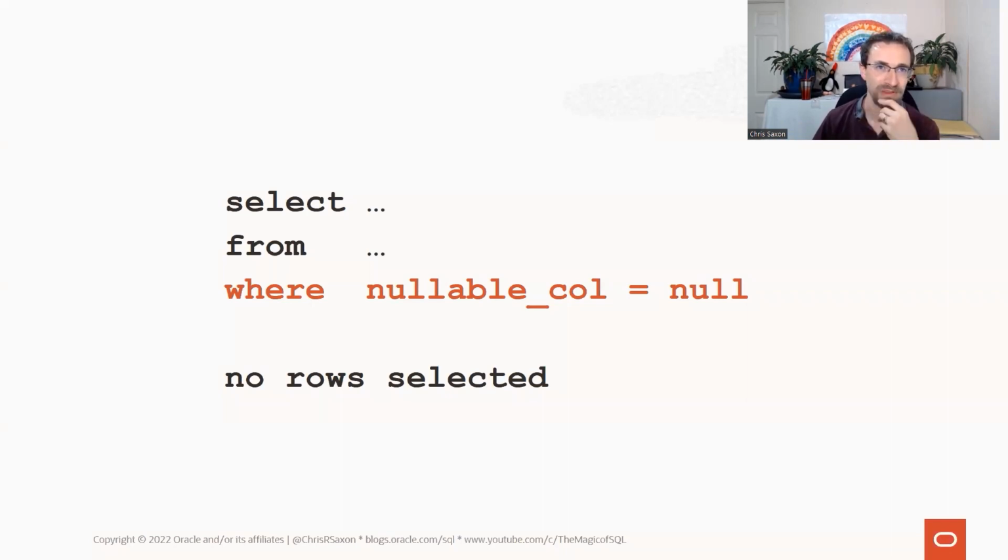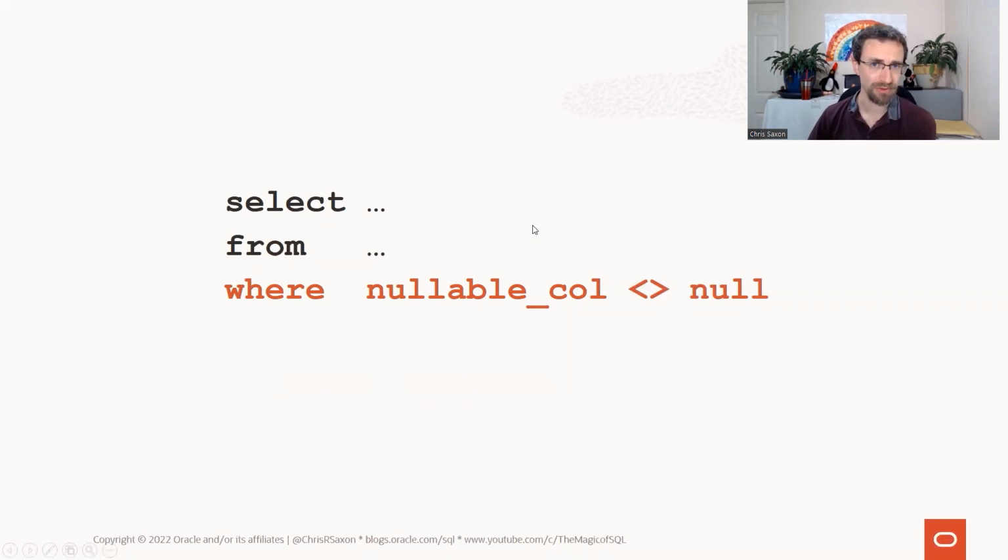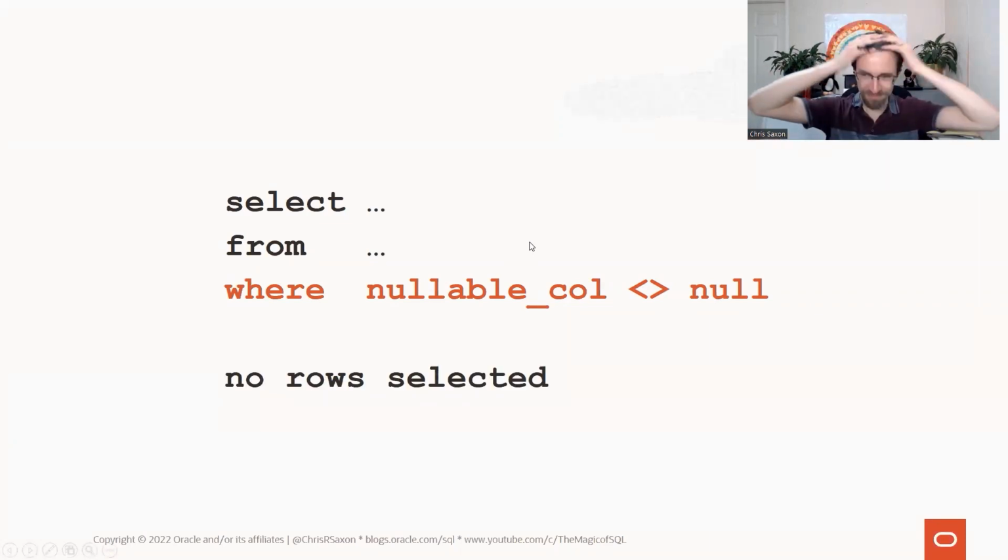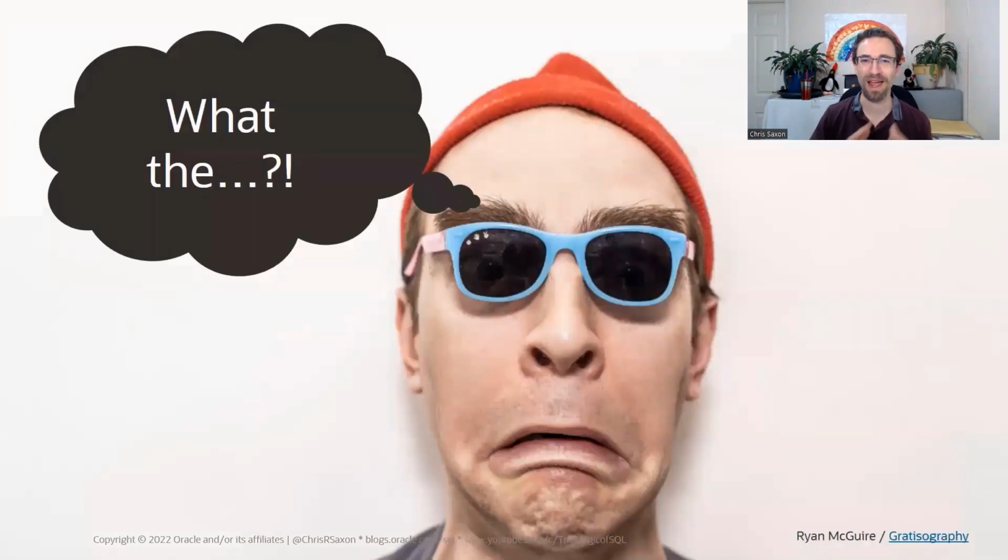So we think about this and we must go, well, if we change the query around and make it into a not equals, surely we're going to get all the rows back from the table, right? And we run the query and we get no rows selected still. It's like, hang on, what is going on here? How does this work?